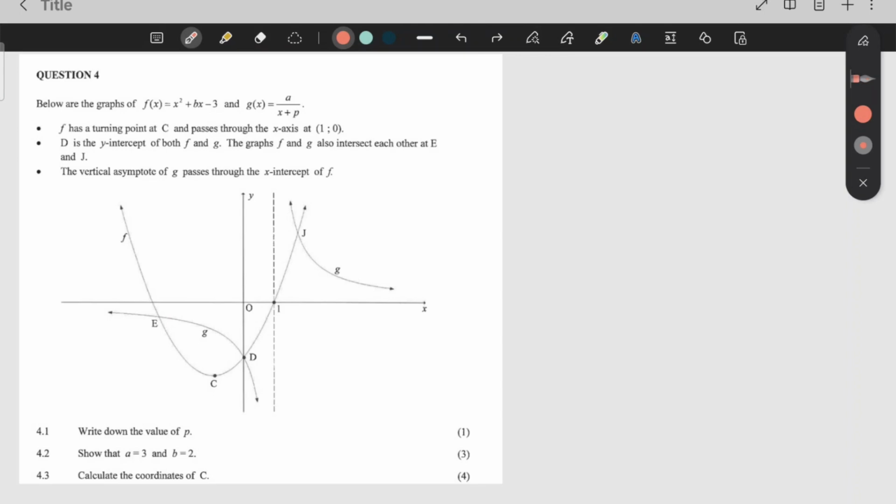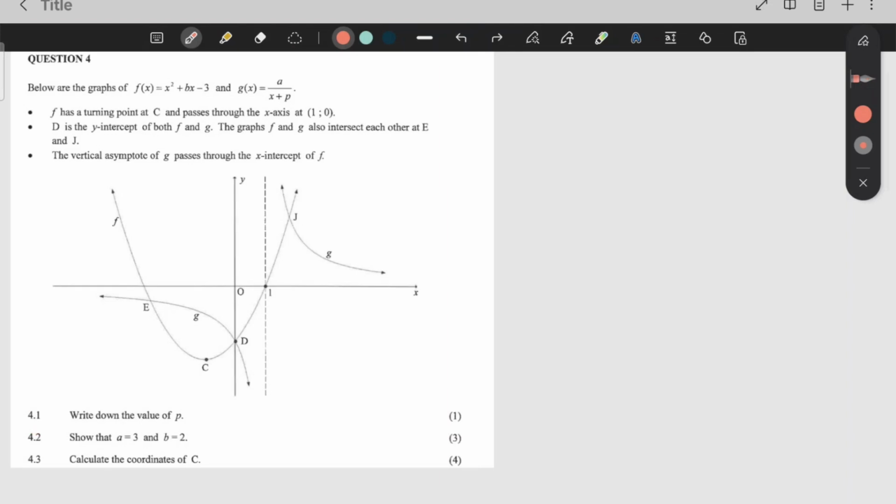Then it says the vertical asymptote. So the vertical asymptote of the hyperbola passes through this point. There, it passes through x is equal to 1. So that's the asymptote of the hyperbola. So p is this number over here, just the opposite sign. So if this is a positive 1, then we know that p is a negative 1.